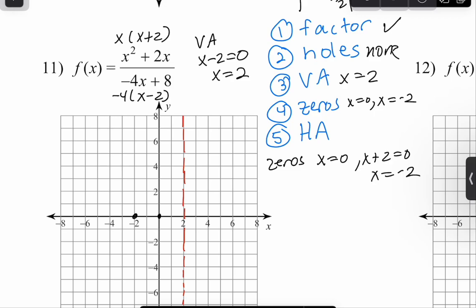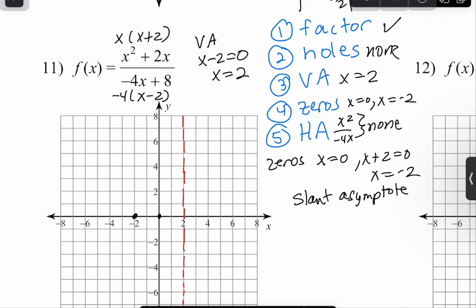What about our horizontal asymptotes? If you take a look at our lead term on the top, it's x squared. Our lead term on the bottom is negative 4x. There are none. But when the power on top and the power on the bottom are exactly 1 power apart, when the power on the top is exactly 1 more than the bottom, we're going to get, for the first time, something called a slant asymptote.